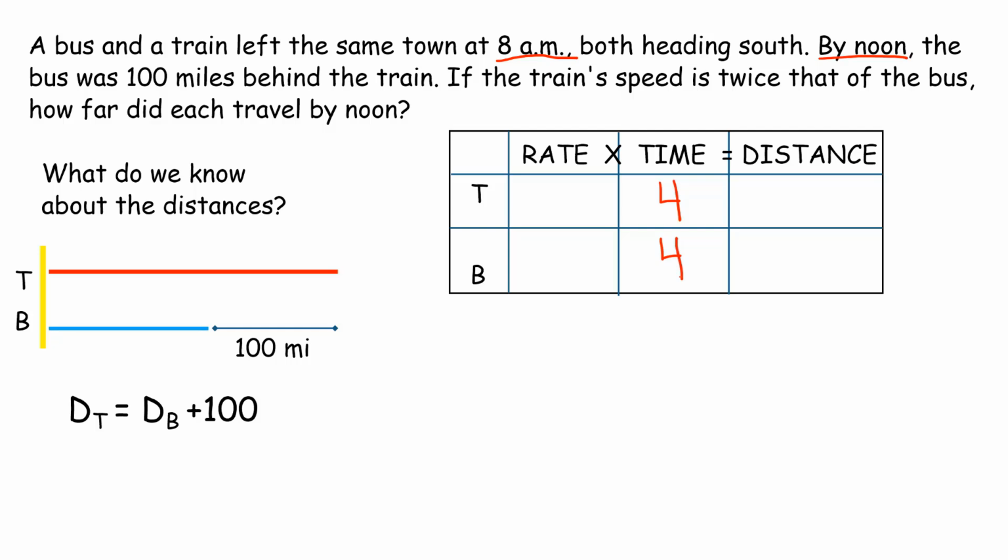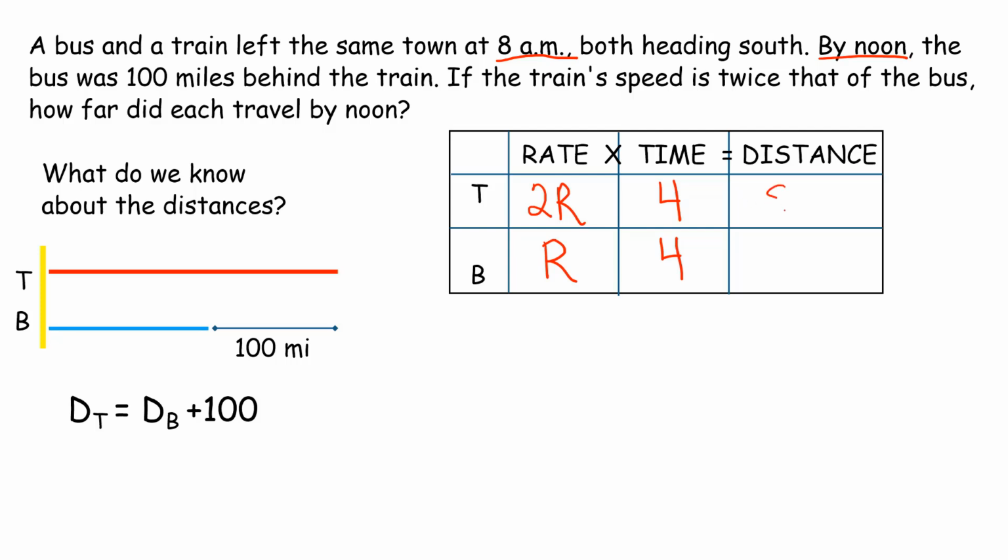Now they tell us that the train's speed is twice that of the bus. So we don't know either one of their rates, but we do know that if the rate of the bus, say, is R, we'll call it, then the rate of the train is 2 times that. The train is faster than the bus. That makes sense because the bus is behind. Now we have filled in a rate and time for each one, and now I'm going to use the equation rate times time equals distance to fill in the distance.